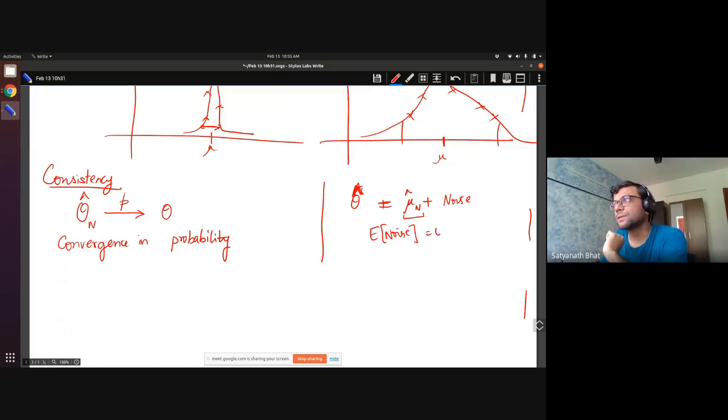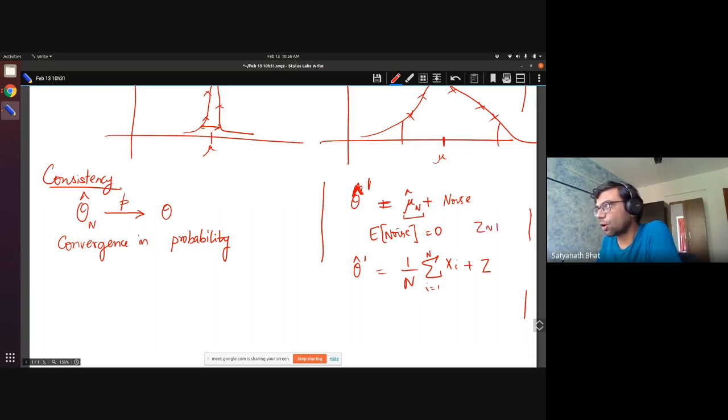So let us say the estimator I'm constructing, theta hat prime, is equal to 1 over n summation of x_i, i equal to 1 to n, plus a sample z, where z is an independent sample drawn from mean 0, variance 1. So this is what I will do. Suppose this is my estimator. Now, is it unbiased?